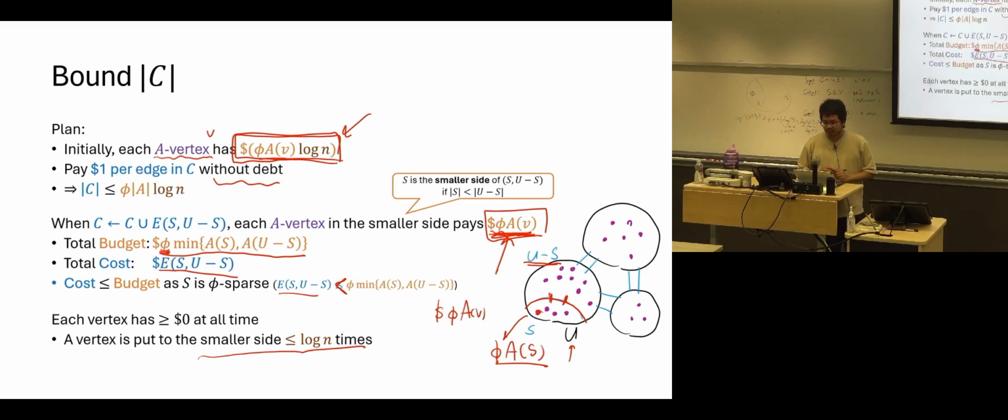Okay. So that completes the proof. I just showed you how to put some money in the graph from the beginning, and then how to use this money from the beginning to pay for every edge in C. Questions?